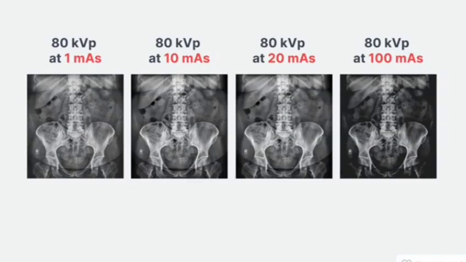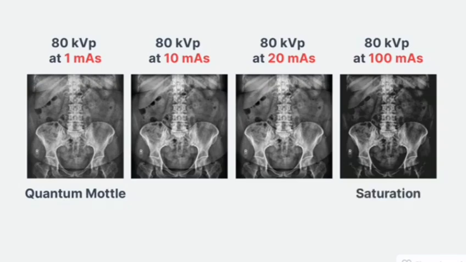Let's look at how changing the exposure technique and changing the receptor exposure changes the image quality. This series of images was created by changing the mAs. You can see that 1 mAs was too low. This resulted in inadequate receptor exposure and quantum mottle. You can also see that 100 mAs was too high. This resulted in overexposure and saturation.